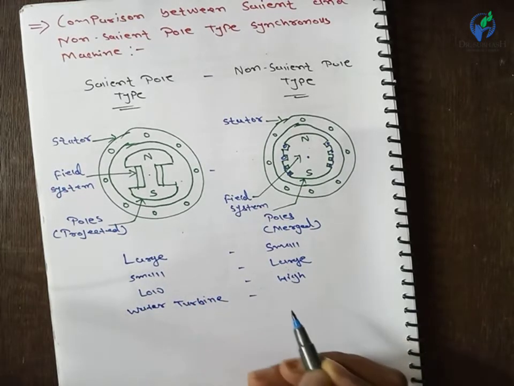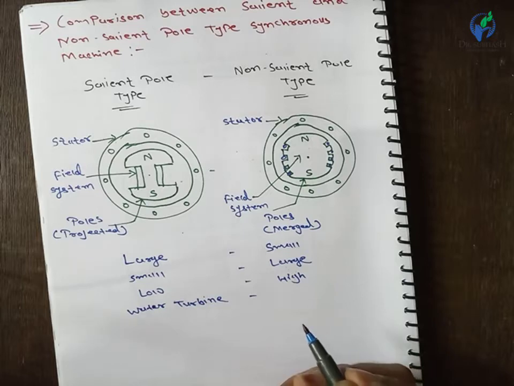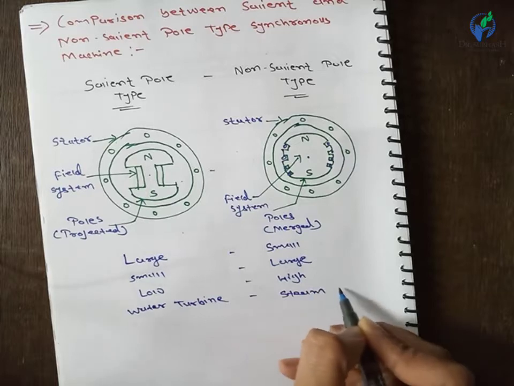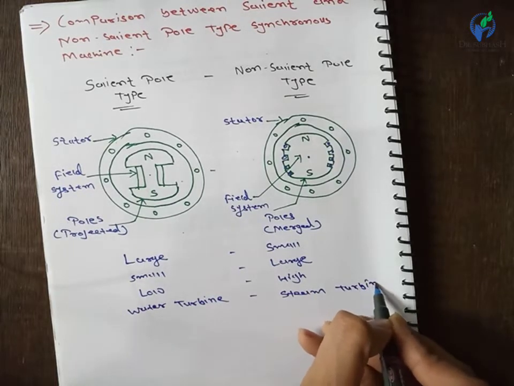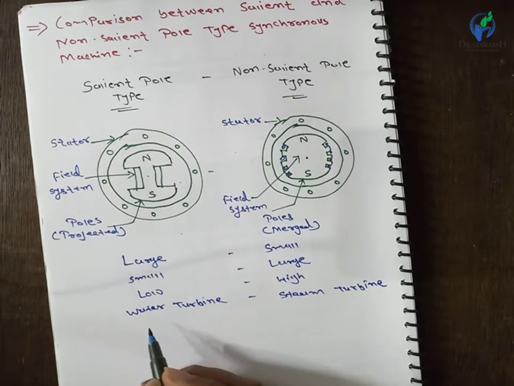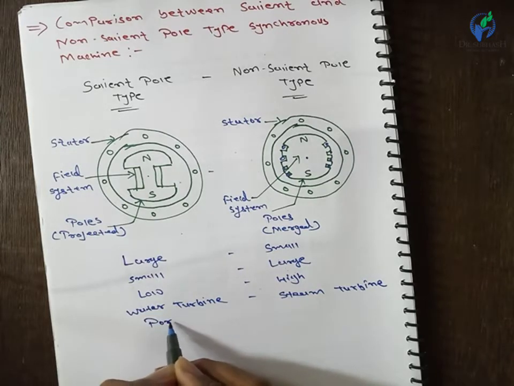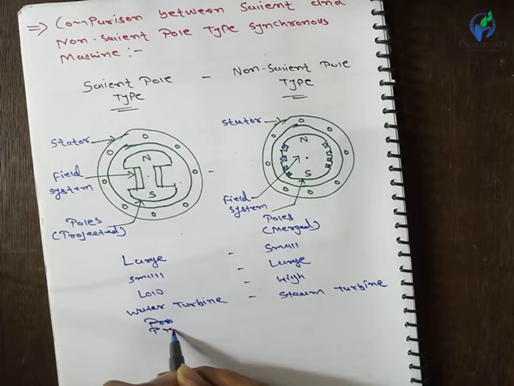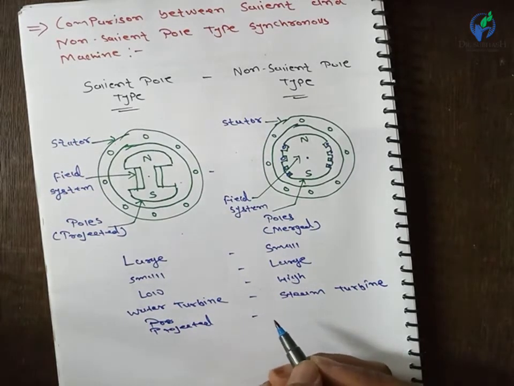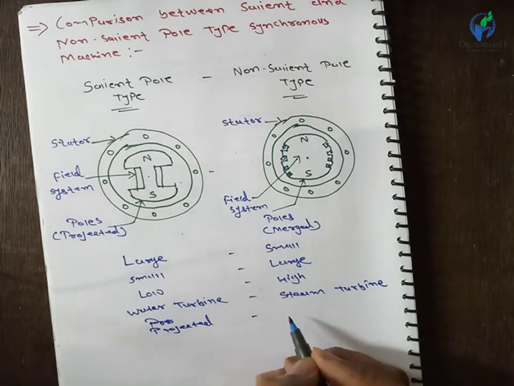In a non-salient pole type construction, the prime mover used is a steam turbine. When we take a point of the rotor surface, there are projected rotors in a salient pole type construction. In a non-salient pole type construction, there is a smooth rotor surface.